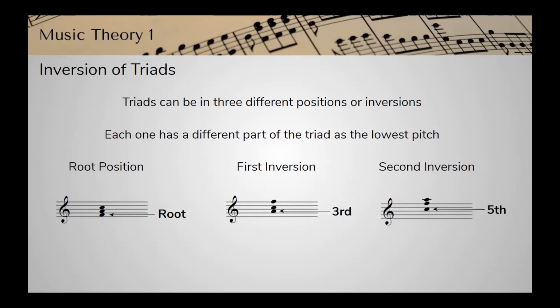Root position is when the root of the triad is the lowest note. First inversion is when the third of the triad is the lowest note. And second inversion is when the fifth of the triad is the lowest note. Like I said, these are all the same triad. They're just in different positions. So these are all still F major triads. We just say that the first one is an F in root position. The second one is an F major triad in first inversion. And the last one is an F major triad in second inversion.